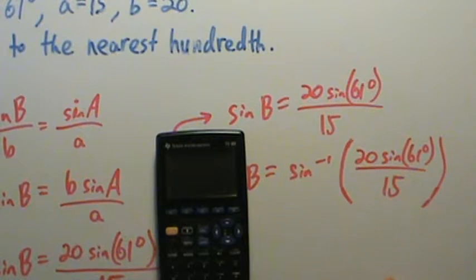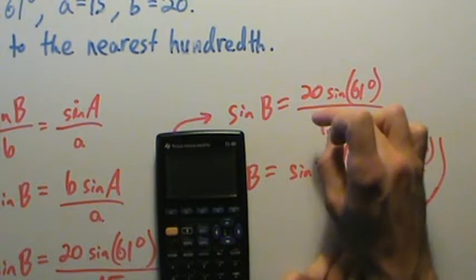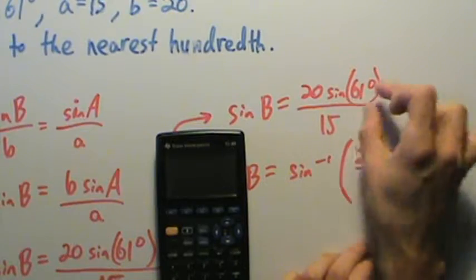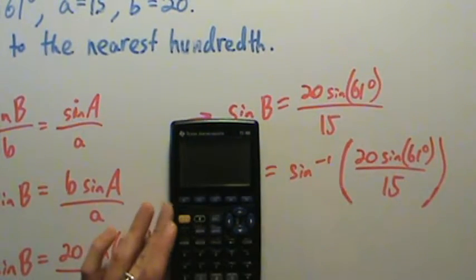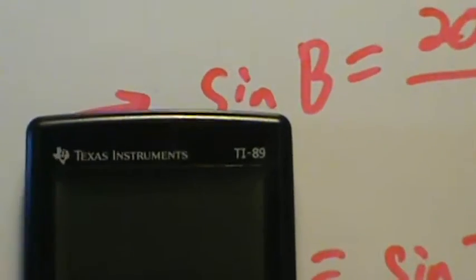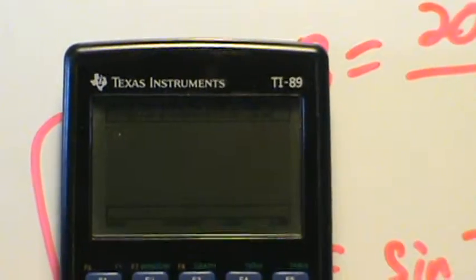Now, with that being said, before we do that, we should verify that this is actually a legitimate value. So what does that mean? Well, what that means is, so let's zoom in here, make sure that we're in degree mode.